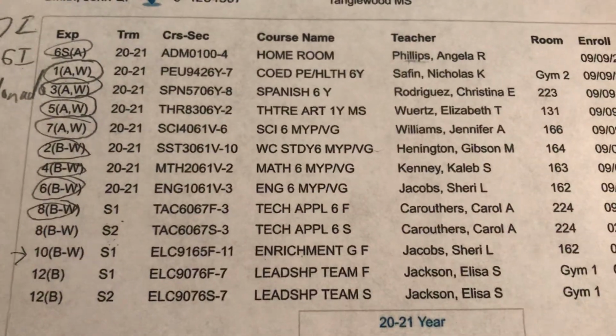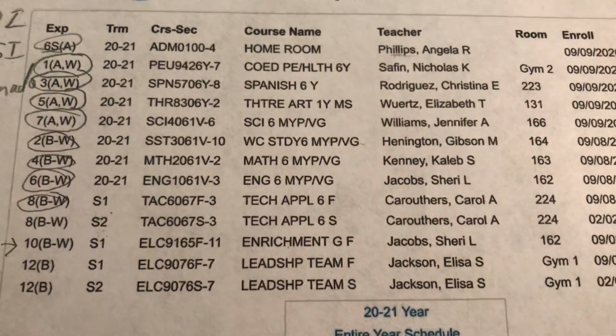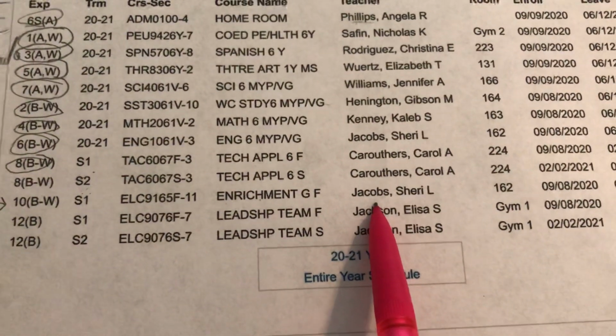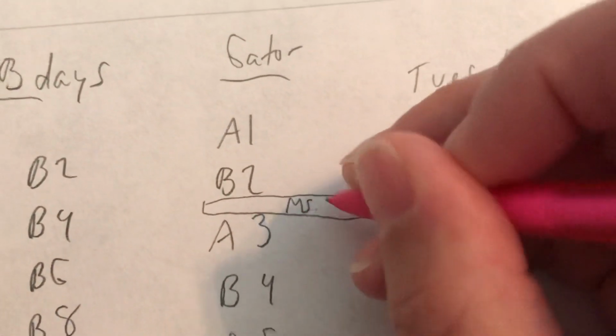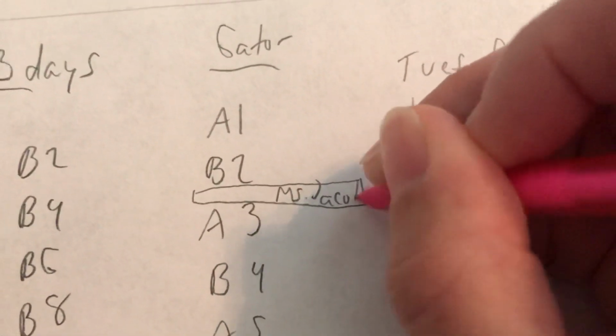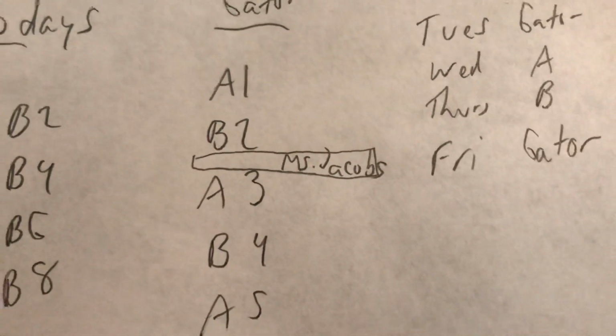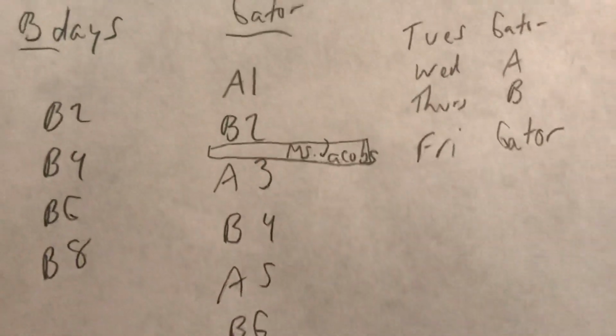And who do you have for your enrichment class? Remember to look at your own schedule. Find that teacher's name, and that's the person that you need to go see. So if this student has Miss Jacobs for enrichment, you would have a different teacher.